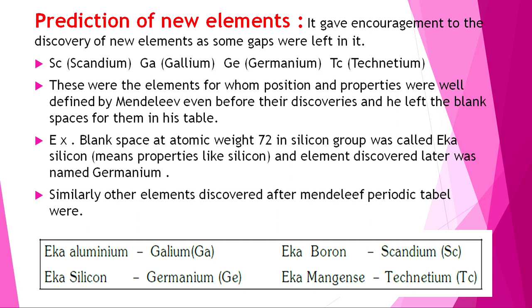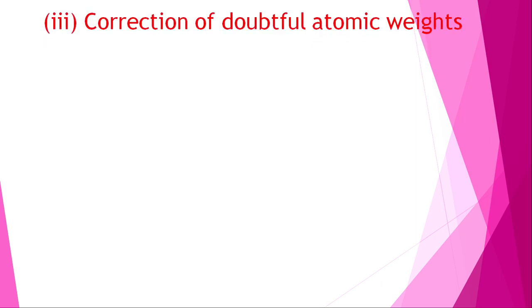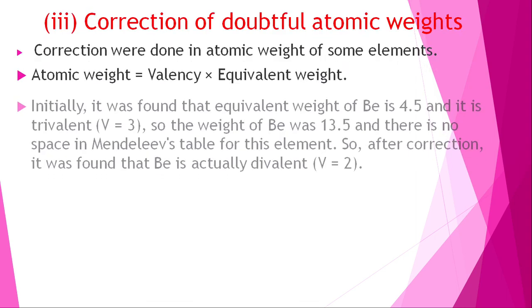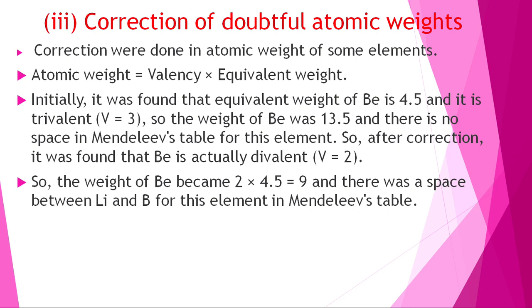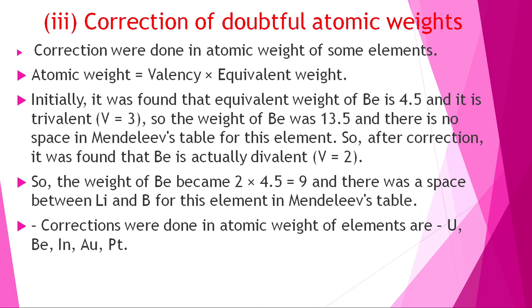And he also corrected the atomic masses of some doubtful elements. For example, beryllium. Earlier its mass was considered to be 13.5. Later on he determined that its mass is 9 and not 13.5. He also made corrections in the atomic weights of uranium, beryllium, indium, gold and platinum.